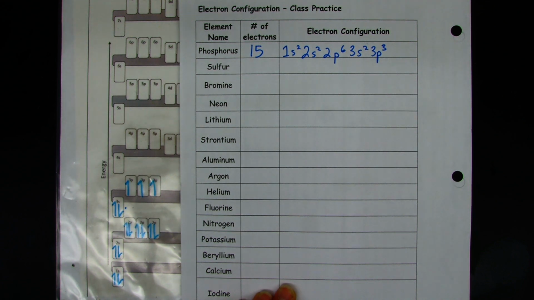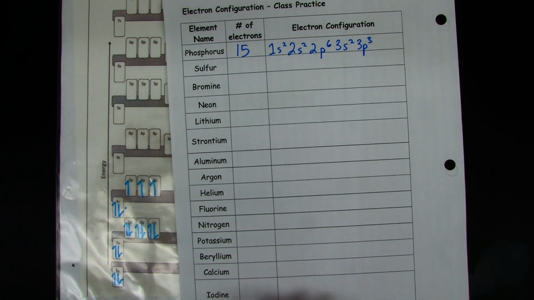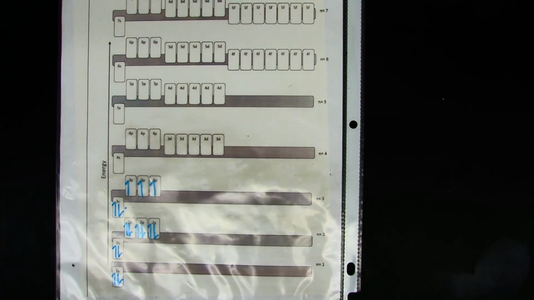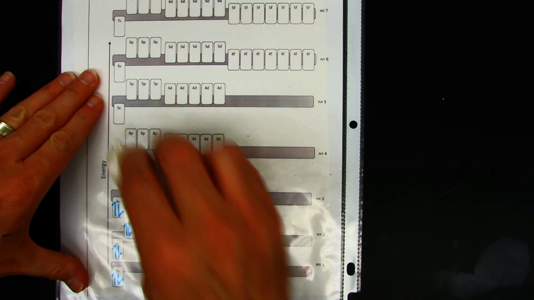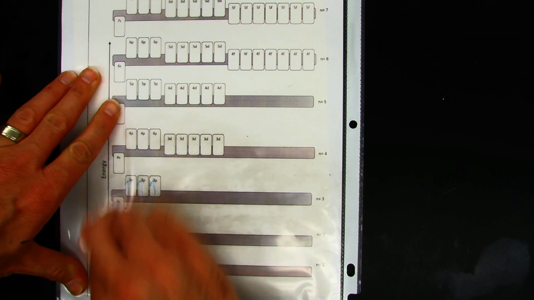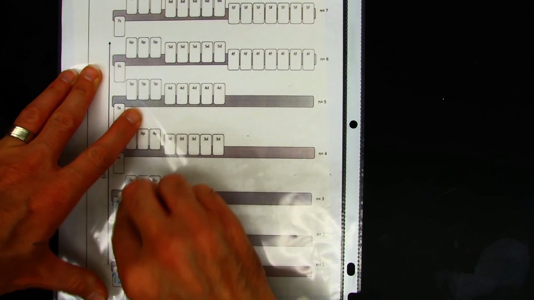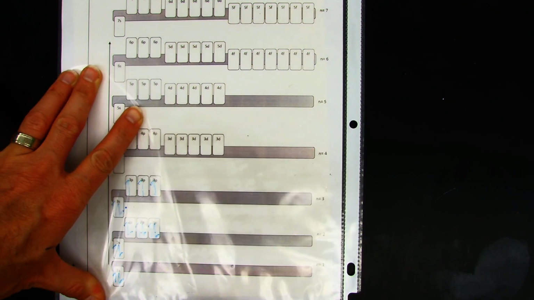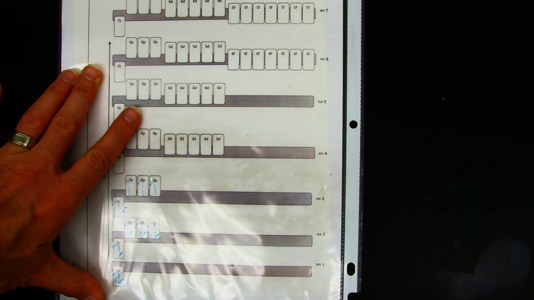Okay, let's do sulfur. So let me erase this as best as I can. Okay, hold on a second.